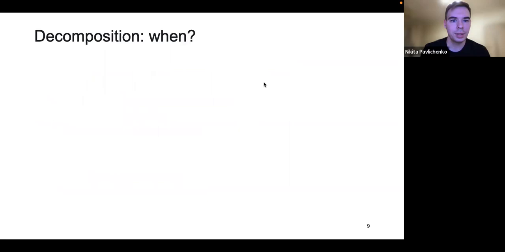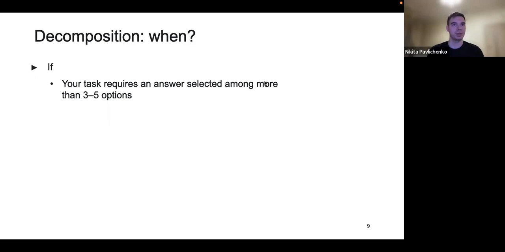Okay, so when do we need to use decomposition? For example, if your task requires an answer selected among more than 3-5 options. So it's not possible to annotate ImageNet directly. You can't just show a list of several thousand options and ask performers to select just one. And you need decomposition when your task instruction is too long and hard to read, because nobody will read it.